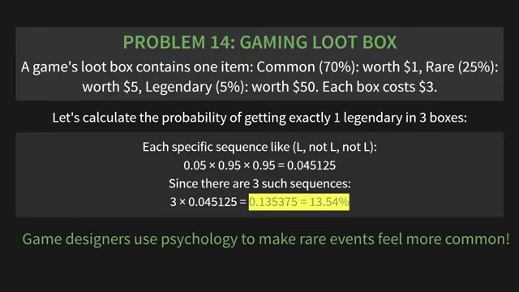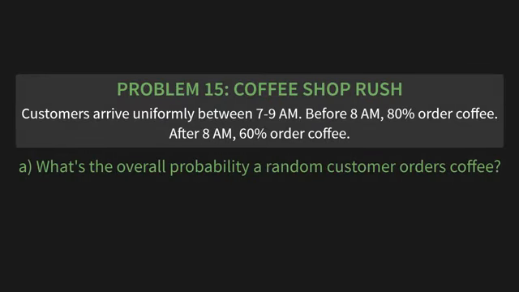Remember, expected value is about the long run. In the short run, the house uses variance to keep you playing. You know what? The casual learners quit a while ago. But you're still here. You're different.